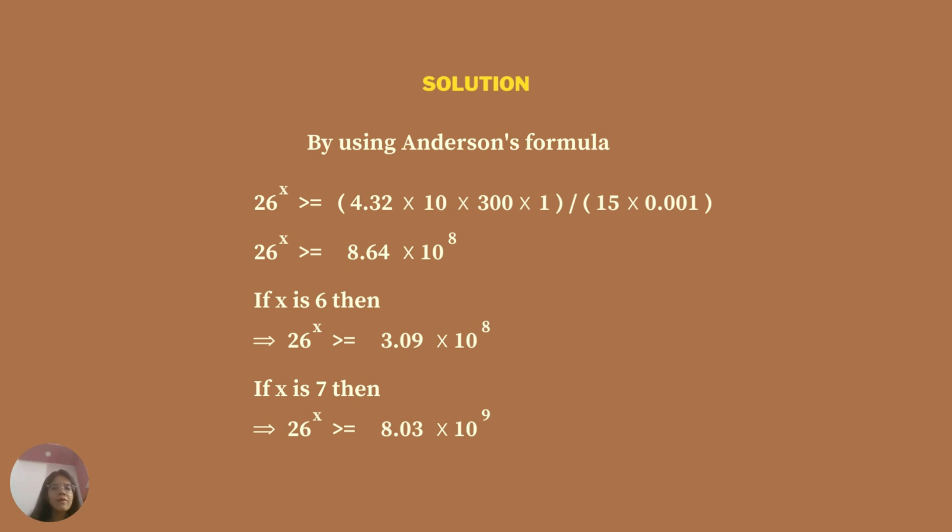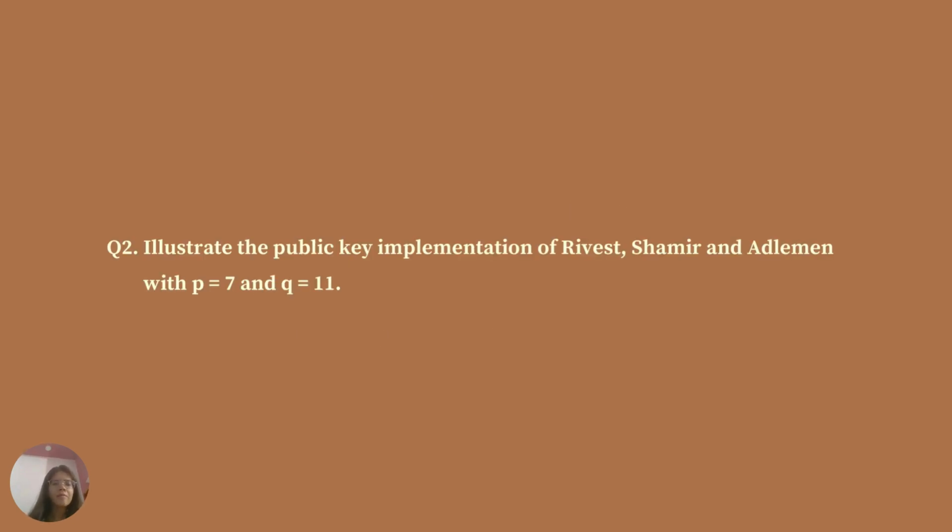So here the answer would come to be 26^x greater than or equal to 8.64 × 10^8. If we put 6 in place of x, then 26^x should be greater than or equal to 3.909 × 10^8.